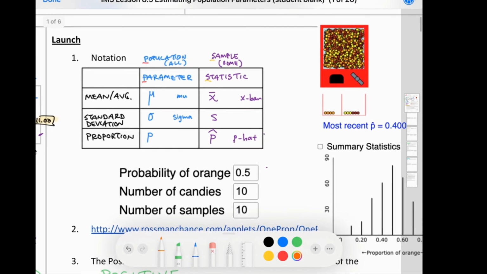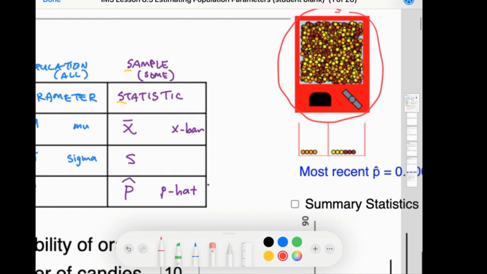All right, so I want to talk about this candy machine because the candy machine is like a big visual for us. So let's go back to this candy machine. And in the candy machine analogy of Reese's Pieces, which one represented the population? All of the candy in the machine, the candy coming out, or the histogram bar graph at the bottom? Well, the machine here represents, let's call this, distribution of the population.